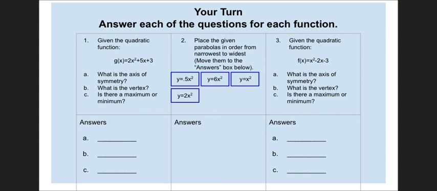And now it's your turn. So you've got 3 problems. Problem 1 has 3 questions. Problem 3 has 3 questions. Problem 2 just wants you to put the parabolas in order, okay, from narrowest to widest. So you just need to put those in order.